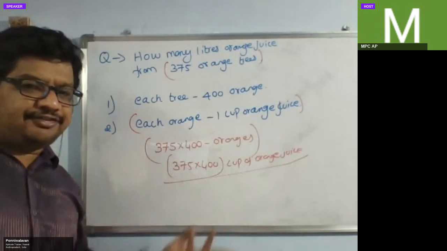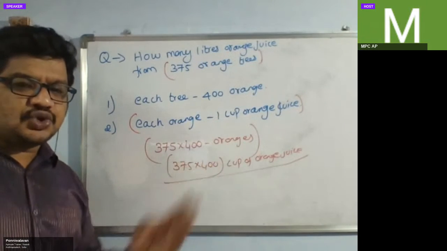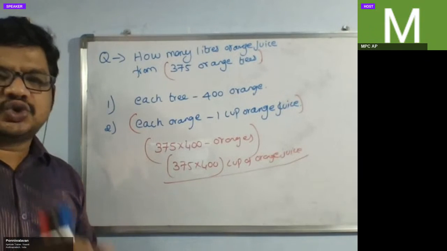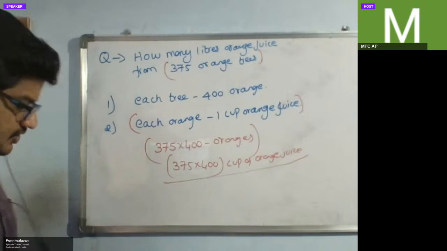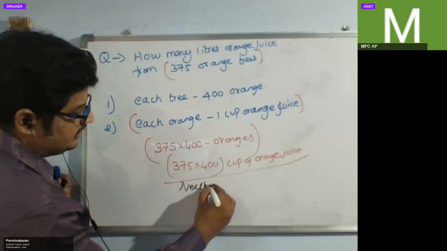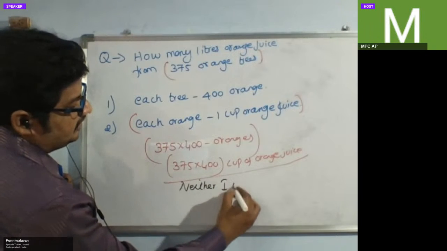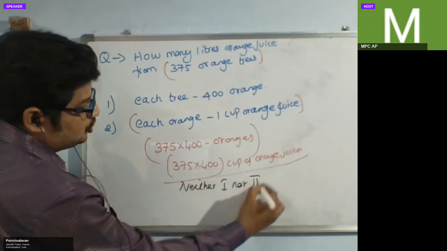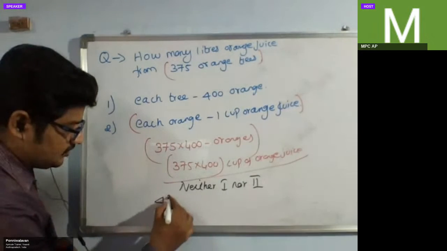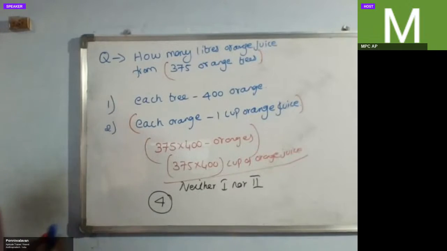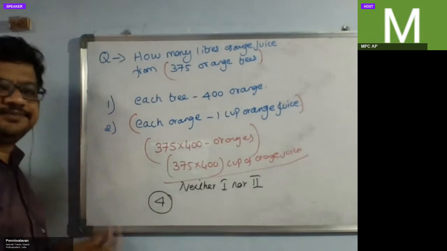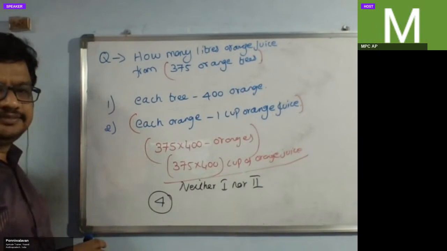Are these two clues enough? No. These two clues are not enough. So neither 1 nor 2. So the answer is 4. Are you clear?